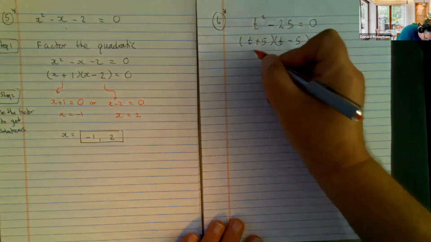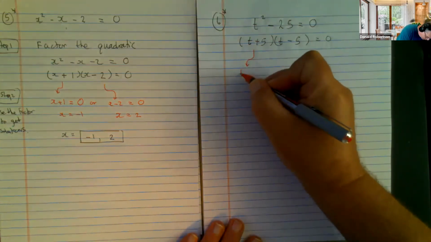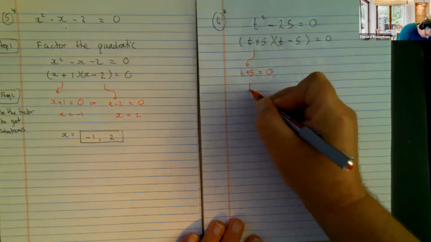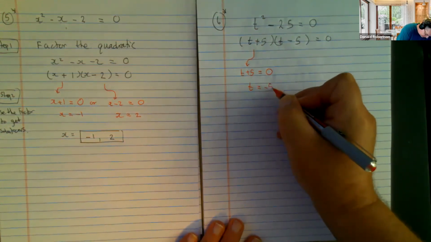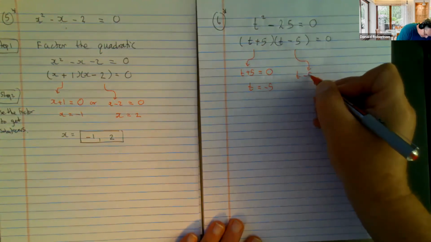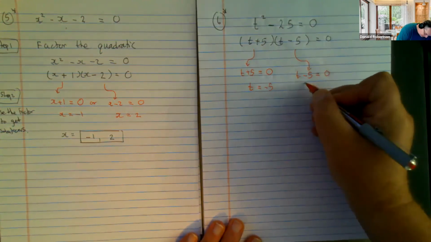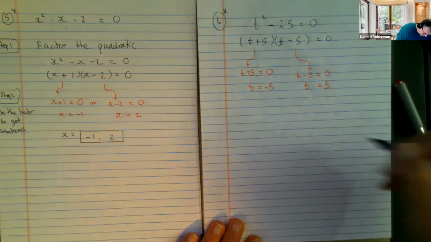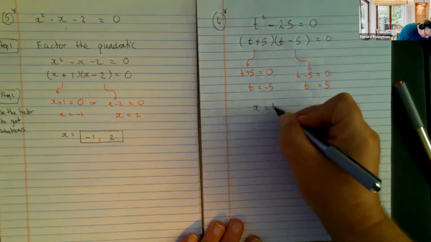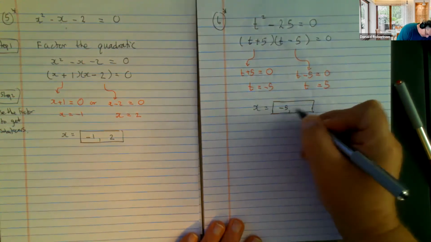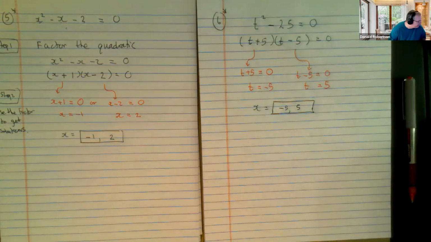So we now have one of the factors is this guy, and the value of t that makes it 0 is negative 5. And the other one, in this case, that's the second factor, and the value of t that makes that 0 is 5. And that gives us solutions of negative 5 and positive 5.